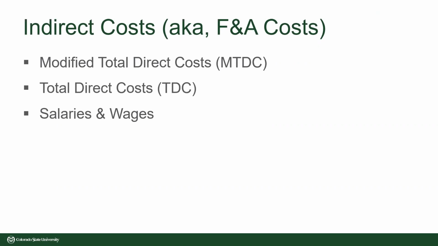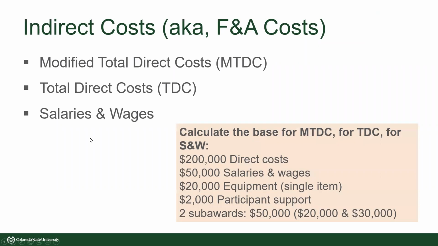So for the purposes of the exam, you may have to actually calculate indirect costs based on different types of rates. Say a budget was 200,000 direct cost. Of that, 50,000 were salaries and wages, you had 20,000 worth of equipment, 2,000 in participant support, and two subawards, one for 20,000, one for 30,000. Could you calculate, starting with total direct cost, what would the base be that you would apply your total direct cost percentage to?